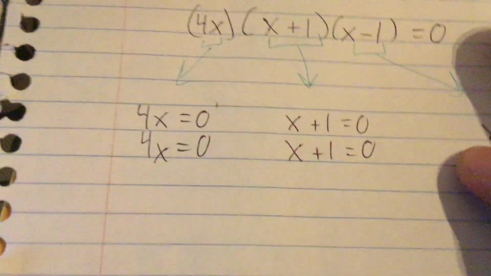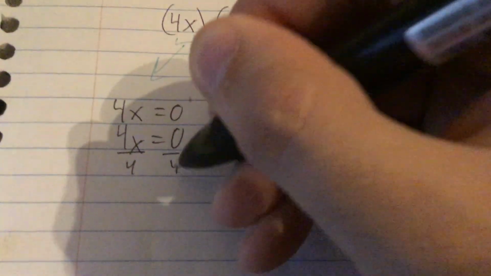I'm just showing my work. All right, so let's start off with the easy one. 4x is equal to 0. Let's just divide both sides by 4. What could possibly go wrong? X is equal to 0 divided by 4, or x is equal to 0.